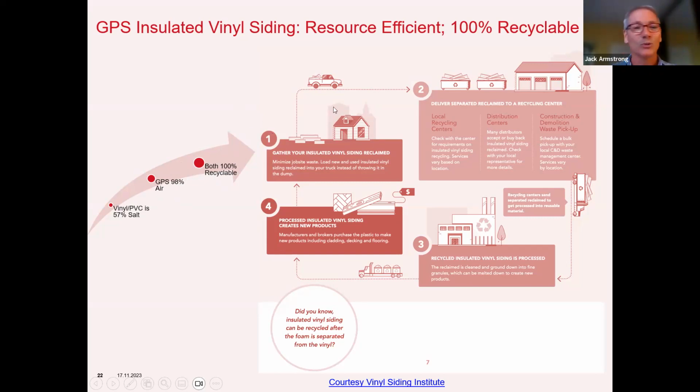So at the end of life, when you're residing your project, you can take that siding off after 30 or 40 years, or whenever you decide to reside, put that in the truck, and drive over to a reclamation center, whether it's a local recycling center or a distributor that later sends it to be recycled at another facility. They then collect all those products together, send them for recycling, and those raw materials, whether it's the vinyl, goes back into vinyl siding, and the EPS can go back into other foam insulation products.